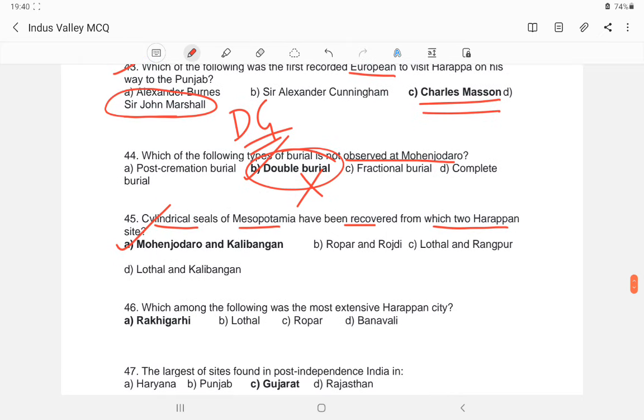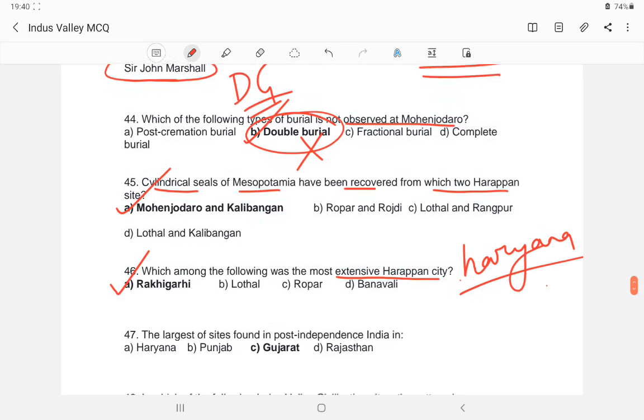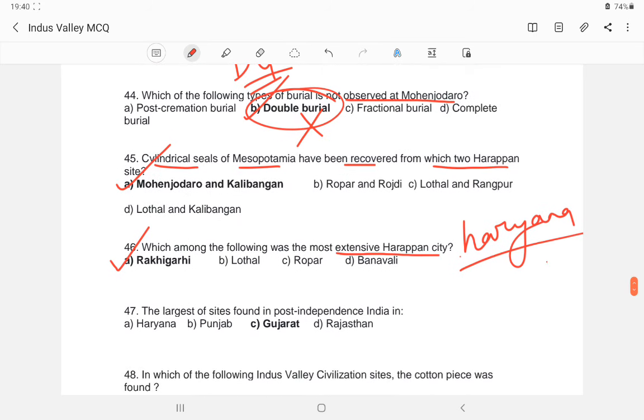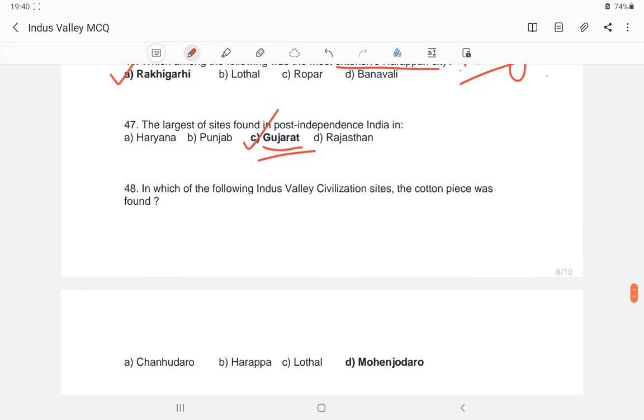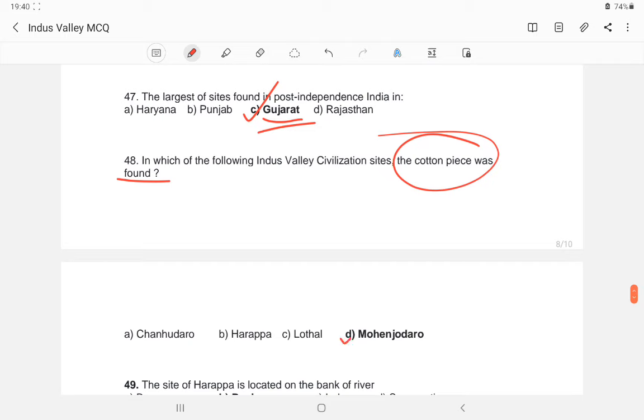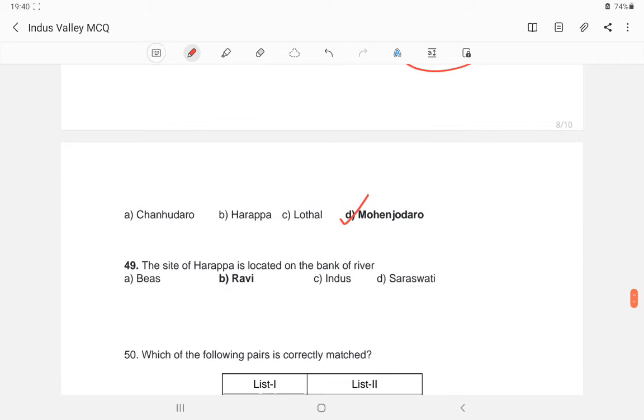Which of the following was the most extensive urban city? Which of the following sites is in Haryana? Which of the following has the largest number of sites? In which of the following Indus Valley civilization sites was cotton discovered? Cotton pieces were discovered at Mohenjo-daro. The site of Harappa is located on the river Ravi.